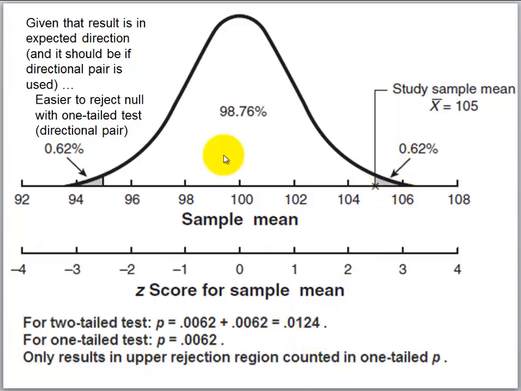It's in essence the sum of the two tails, and we're dividing by 100 because we're dealing with probabilities rather than percentages. Yet the p calculated from the perspective of the one-tailed test is simply 0.0062. It only looks at the cases that are more extreme in the positive direction.